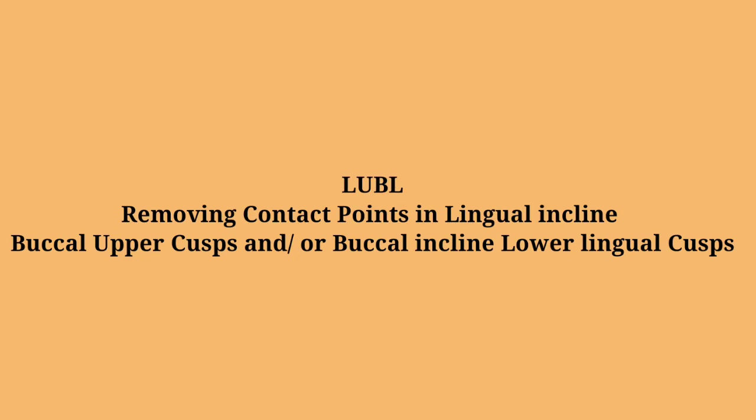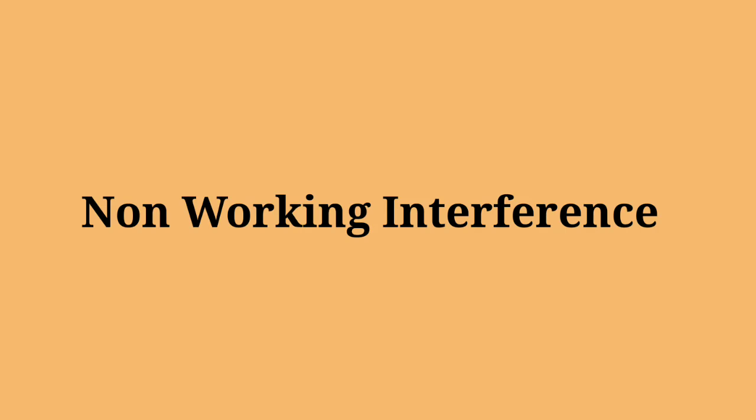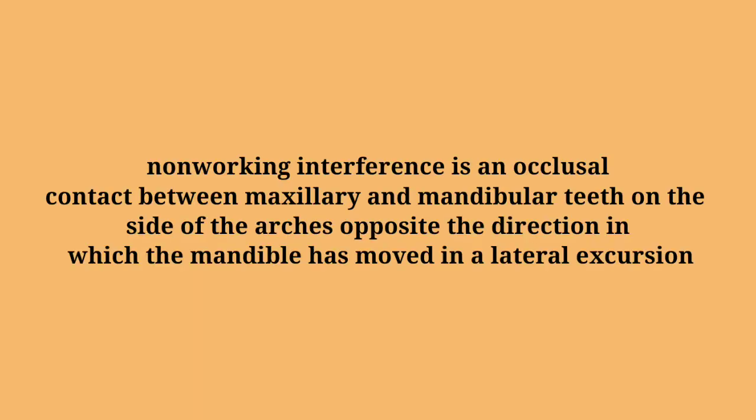Then let's move to the third interference, the non-working interference. A non-working interference is an occlusal contact between maxillary and mandibular teeth on the side of the arches opposite the direction in which the mandible has moved in lateral excursion.